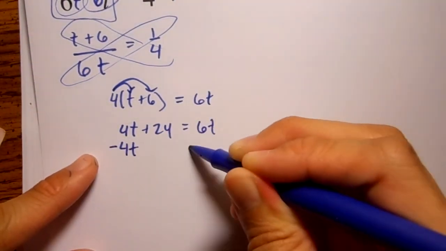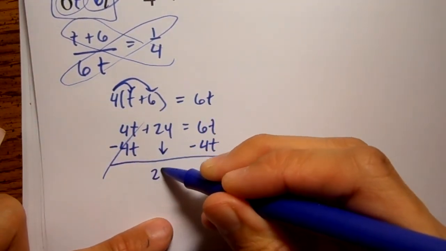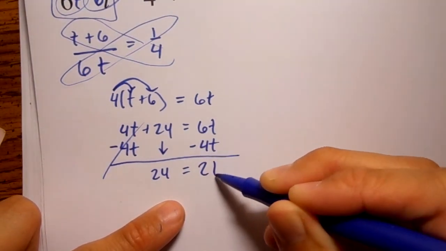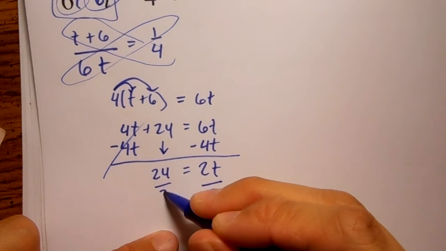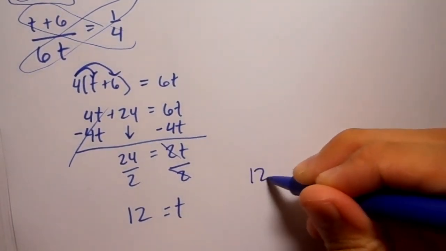So minus 4t minus 4t. Then you're left with 24 on this side of the equation. And then 6t minus 4t is 2t. When you divide both sides by the coefficient, you get t is equal to 12. So the answer is 12 hours.